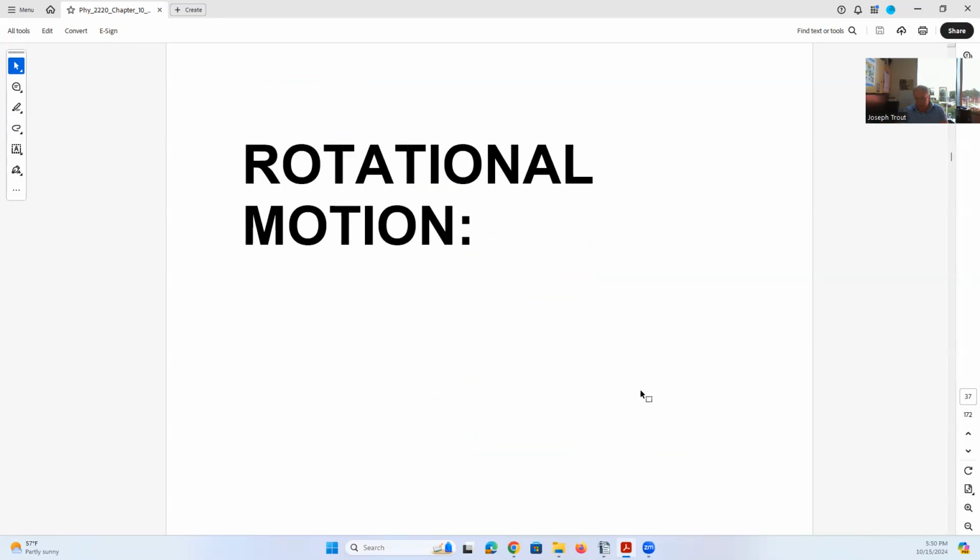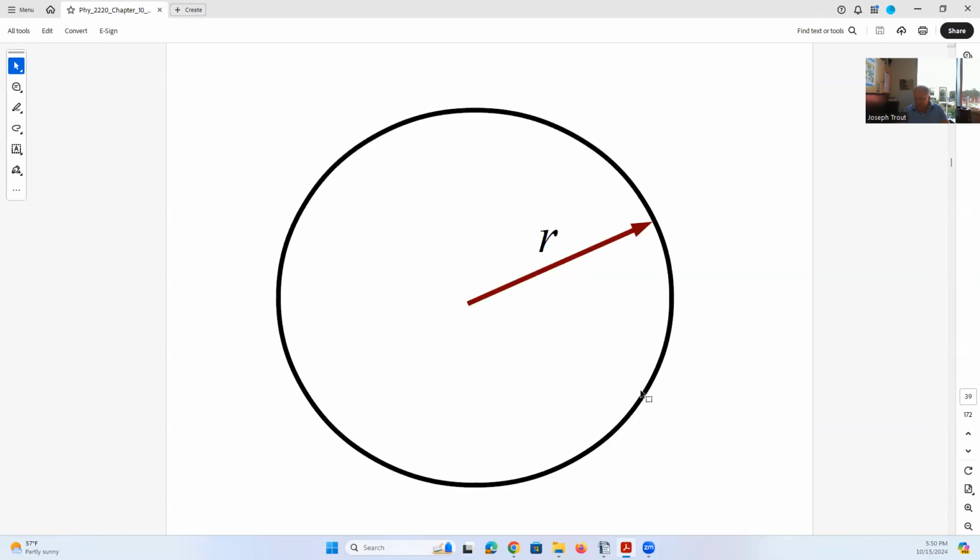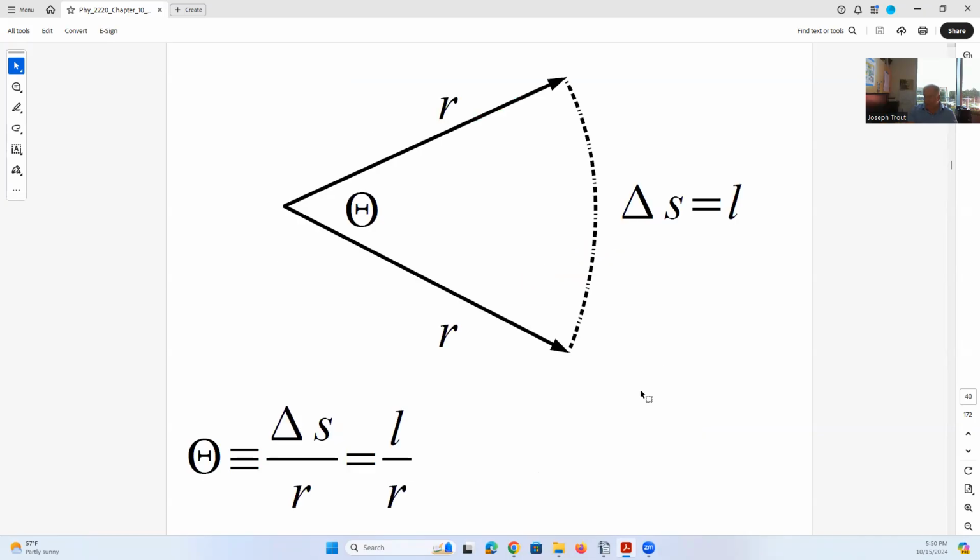Okay, so let's talk a little bit about rotational motion. Here we have a circle. And how do you get a circle? You take a radius, all the points that are equidistant from some center point, right? And we'll call that the radius r.